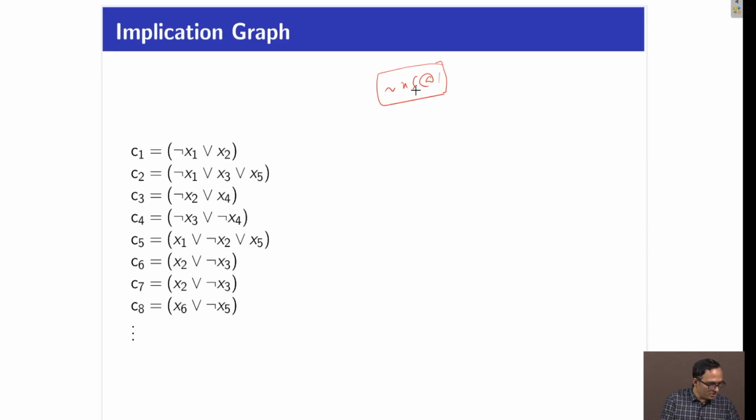This actually helps me, because from C8 it is told that you must make x5 equal to false, right, not of x5 at the decision level 1, because otherwise this is false. So, to make this true, x5 must be false, right, not of x5 is true means x5 is false. So, this is what I got.